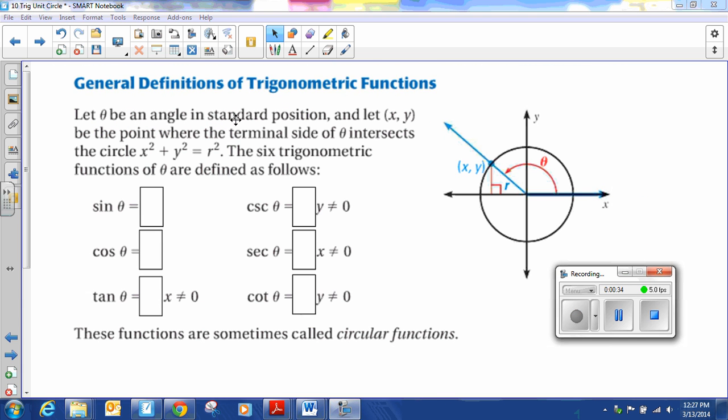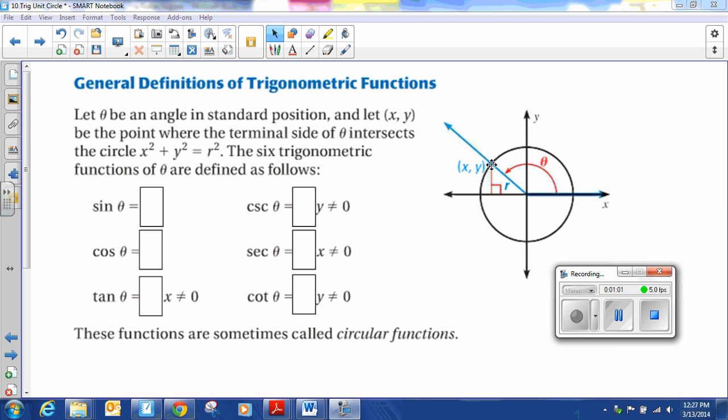Let theta be an angle in standard position, and let (x, y) be the point where the terminal side of theta intersects the circle x squared plus y squared equals r squared. So as you can see, here's theta. This is the radius of the circle, and this is the point (x, y). The 6 trig functions of theta are defined as follows, and I want you to follow along with me.